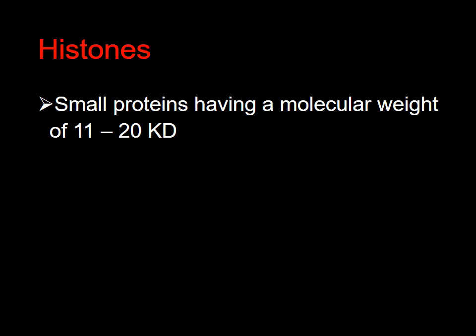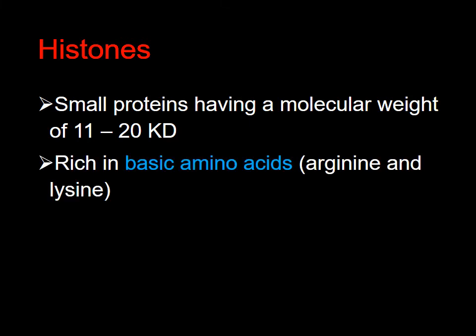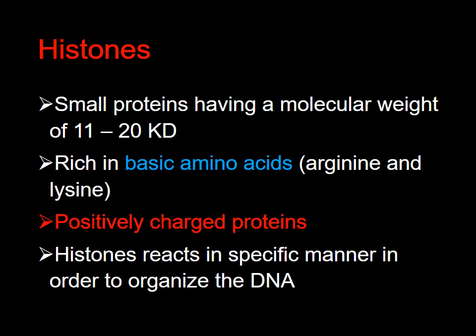So before we move on to the organization, we should understand what these histones are. As already mentioned, these are small proteins having a molecular weight of about 11 to 20 kilodaltons. They are rich in basic amino acids, especially arginine and lysine. As a result of this, they have a positive charge on them. These histones undergo modification in the form of acetylation, phosphorylation, and ribosylation, and their interaction with the DNA varies at various stages.